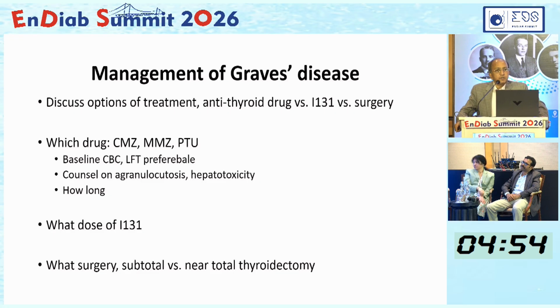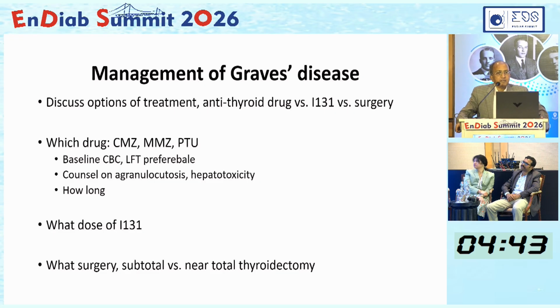Before we start treatment of antithyroid drugs, do we need to do anything else apart from the T3, T4, TSH and whatever the thyroid antibody or scan or whatever? I feel that we should have a baseline complete blood count, possibly also liver function test, because you can have subsequent changes in the blood counts, and then you know what was the baseline. And as I suggested, agranulocytosis, hepatotoxicity are issues that can happen uncommonly, but we should counsel our patients. And we have already discussed about how long.